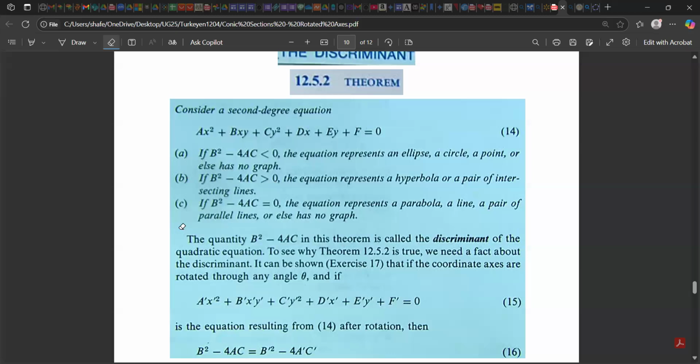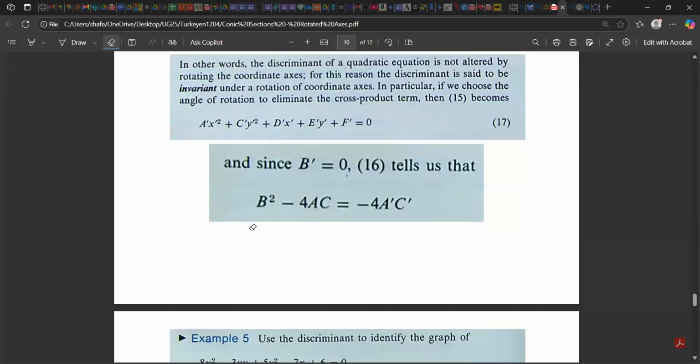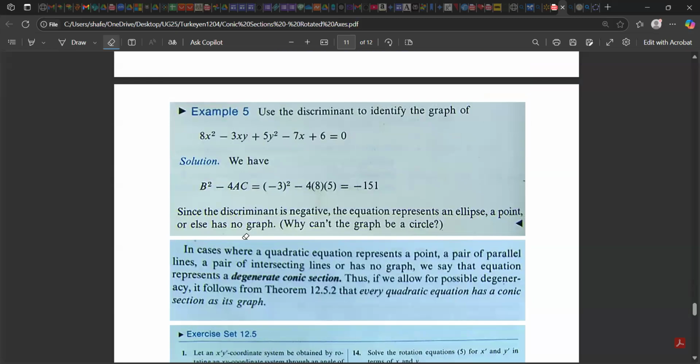Why are we saying this? A lot of textbooks don't deal with it, including this one, and this author is a world famous writer, Howard Anton. So here is an example.